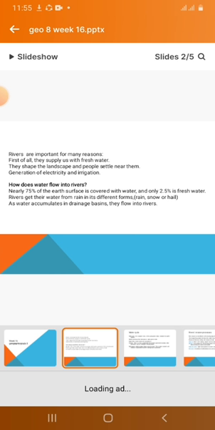Hello everyone, this is week 16 and we're supposed to be talking today about rivers. First of all, let's define what a river is. A river is water flowing downhill in a channel and it has a source and a mouth.